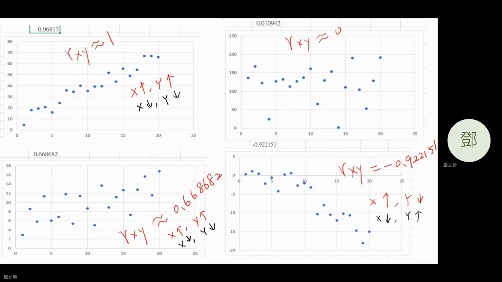Strong linear association, although negative. And this is strong also. There is also strong linear association between x and y, positive. Okay? Any question? If you don't have any question, then I will keep going.